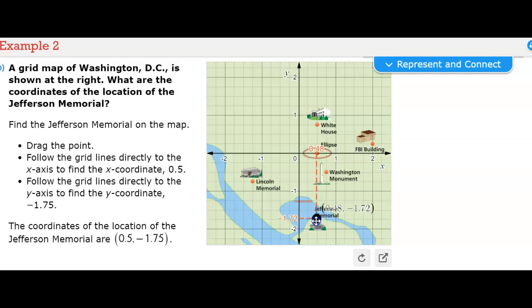This is very sensitive. Okay, right there. And thankfully it tells us the exact coordinates here once you're moving it around. And that is exactly what we're supposed to have. And we are at Jefferson Memorial.